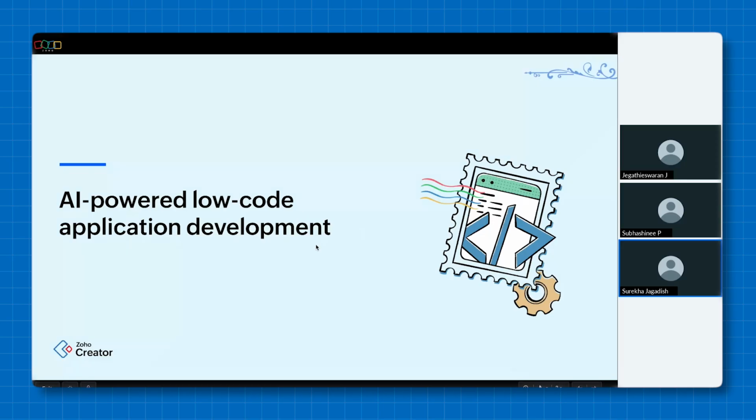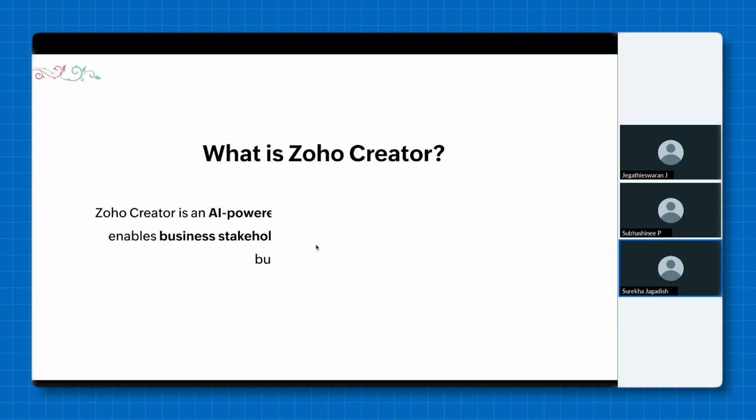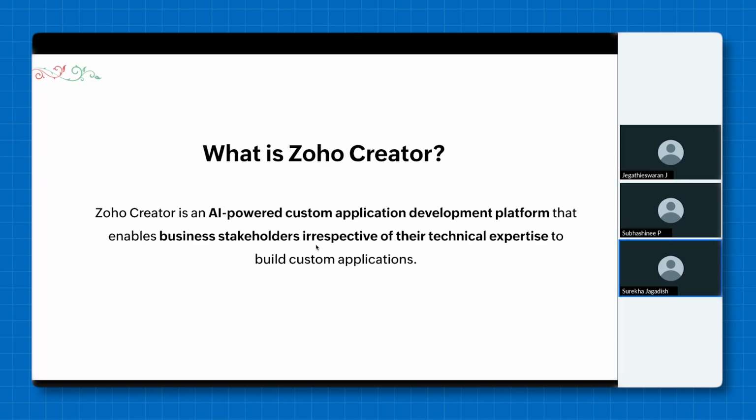So I'll briefly take you through what Zoho Creator is, which is Zoho's AI-powered low-code application development platform. So quickly, it is an AI-powered custom application development platform that enables stakeholders, regardless of their technical expertise, to build customized applications.